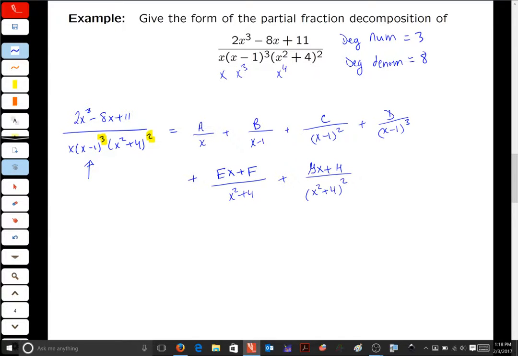So why is it ex plus f instead of just e? Because you have an x squared in the denominator, so you have to have an x term in the numerator, but you also have to allow the possibility that it was only a number, so you have to give it a constant also. You have to give it all possibilities.